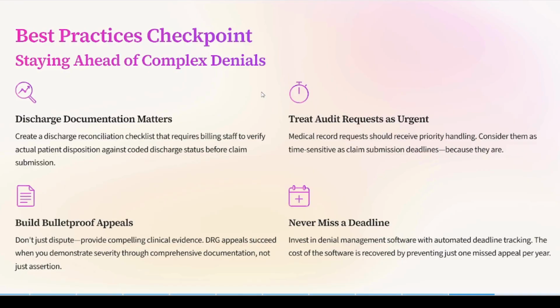Okay. Build bulletproof appeals. Don't just dispute. Provide compelling clinical evidence. DRG appeals succeed when demonstrating severity through comprehensive documentation, not just assertion. And never miss a deadline. Invest in denial management software with automated deadline tracking. The cost of the software is recovered by preventing just one missed appeal per year. All right.